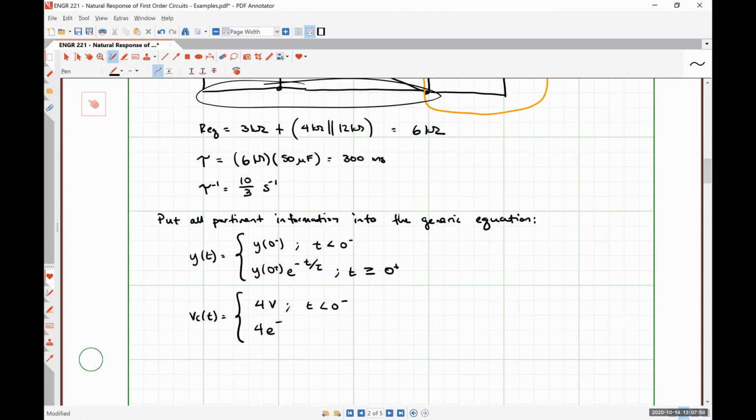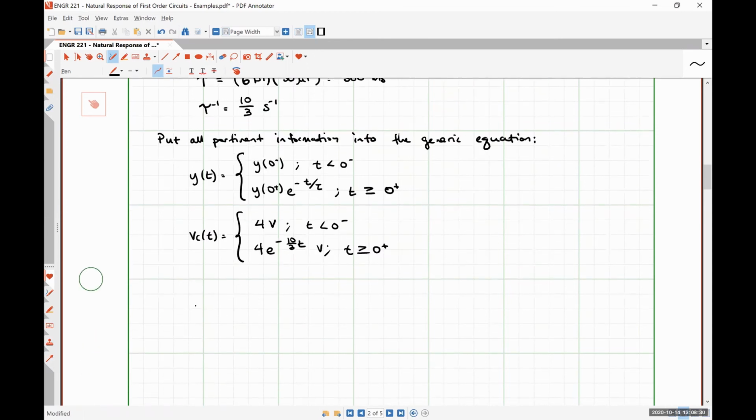This is why 1 over tau is the same as tau to the minus 1 power. So it's going to be 4 e to the negative 10/3 t volts for t greater than or equal to 0 plus. So we literally just pick the different results and drop them into our equation, and we're guaranteed to be correct, okay? As long as our DC circuit analysis was correct, we're guaranteed that this is right.